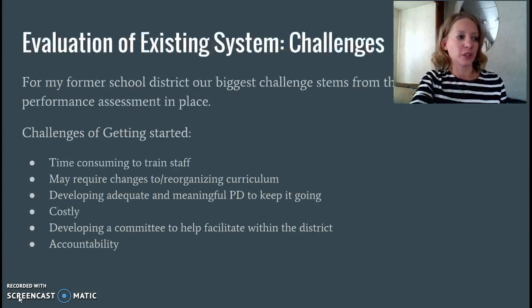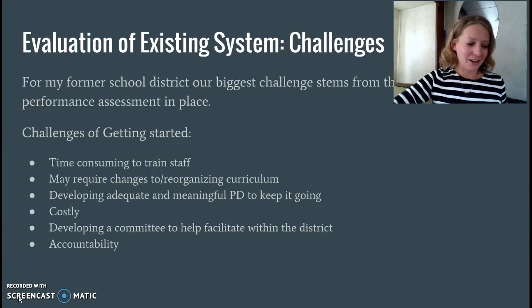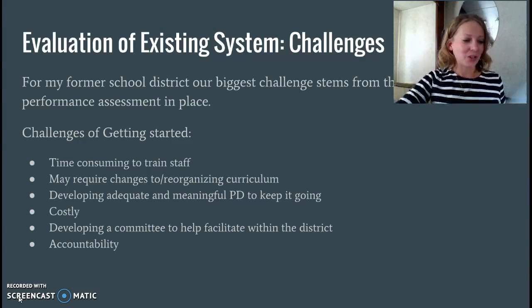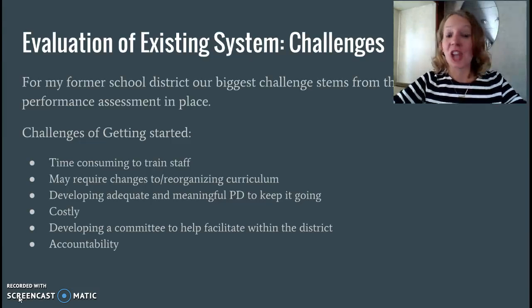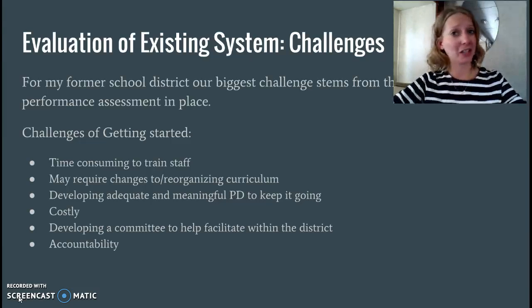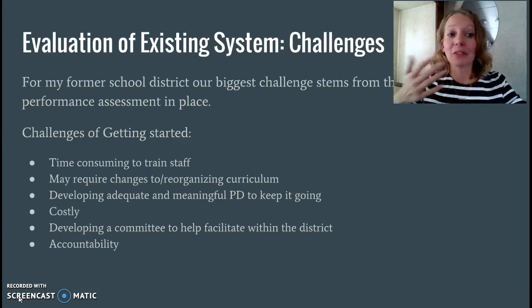My former school district's biggest challenge would be to actually implement a performance assessment. It stems from just the lack of having any performance assessment in place. So the challenges of getting started are fairly great, in my opinion, but they should never deter a district from implementing this. But it won't be easy. The challenges that I came up with was the amount of time it would take to train the staff and execute these performance assessments. They are time consuming.